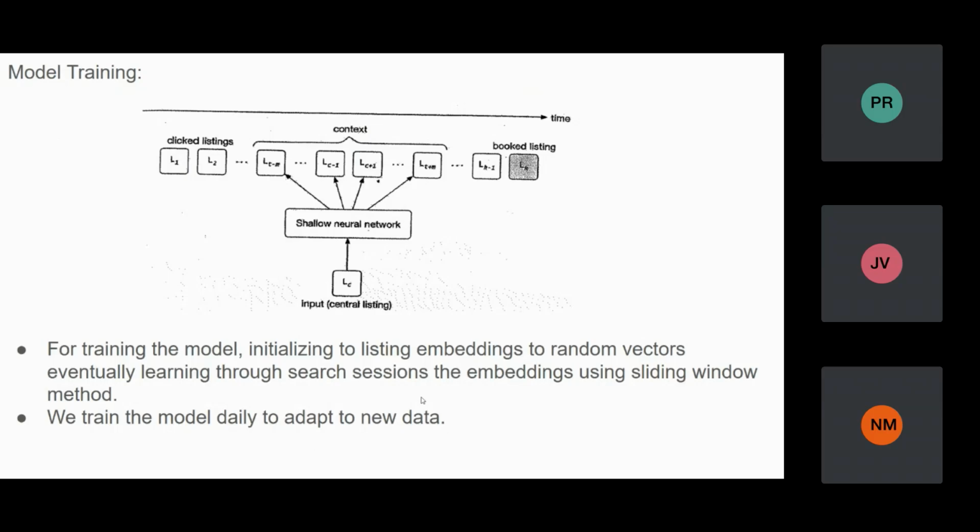As the window slides, the embedding of the central listing, the embedding of the current listing that is being viewed by the user, is updated to be similar to the embedding of other listings that are in the window. Those listings will be deemed similar, and dissimilar to the listings which are outside the window. So the model uses these embeddings to predict the context of the given listings. And of course, we'll train the model daily to adapt to new data, meaning new listings being added.